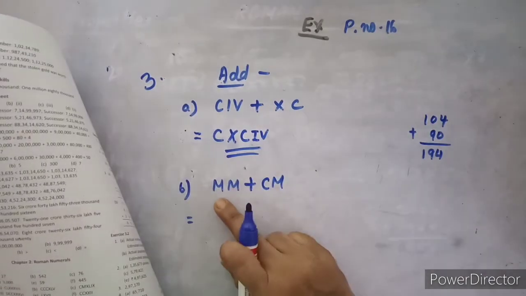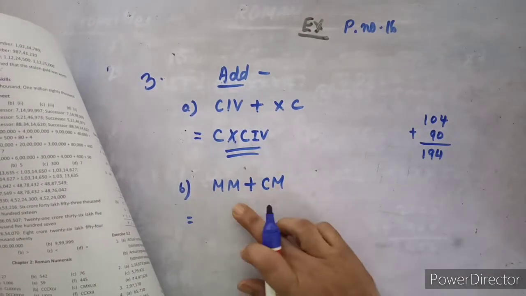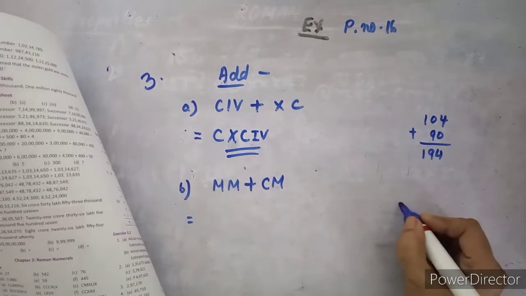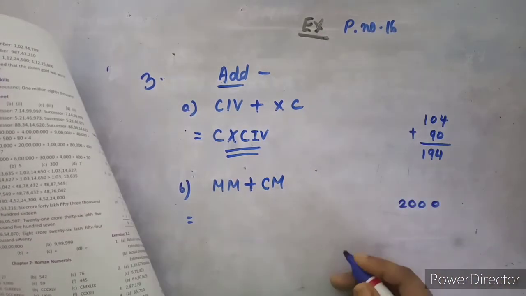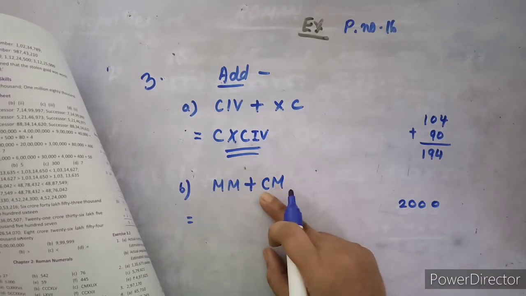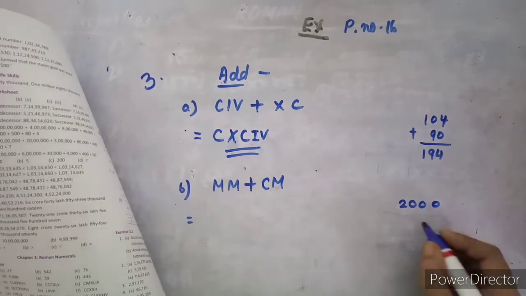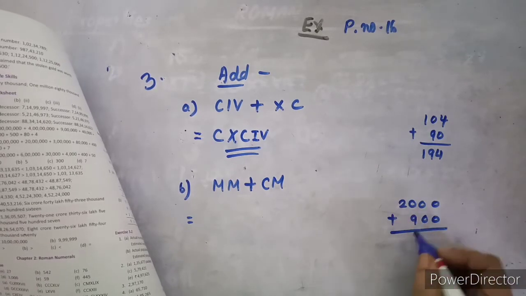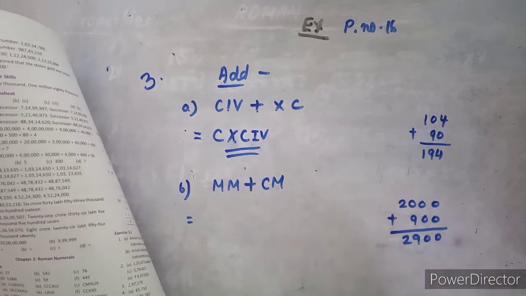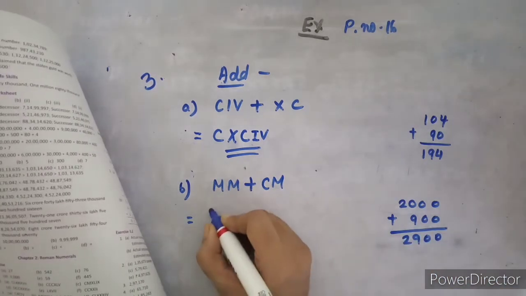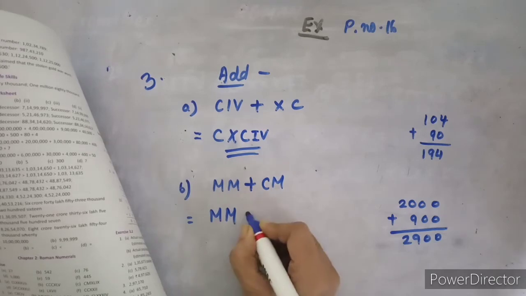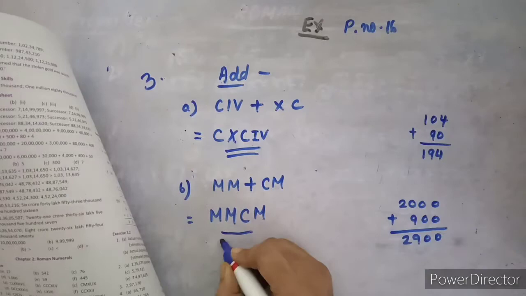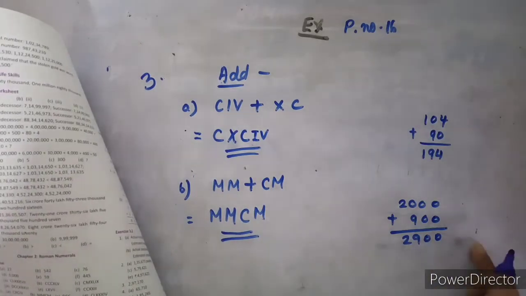Now your second question is MM plus CM. MM means what? M means 1000. That means 2 M's are there. That is why you are writing 2000. Now you have M minus 100. Okay. So that will give you 900. Okay. So see now, you will get it like this. Isn't it? So your answer will be 2900. Okay. So this is your answer, 2900.